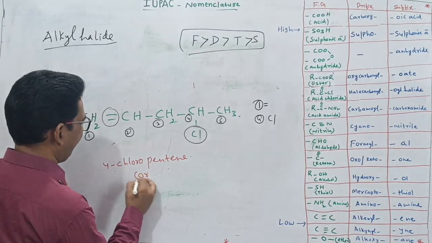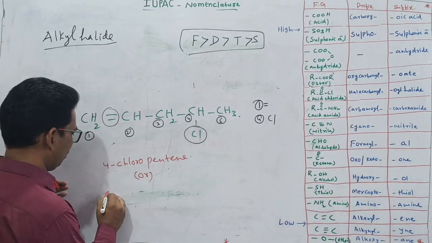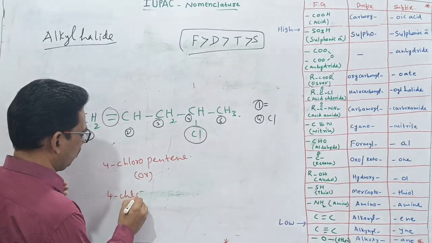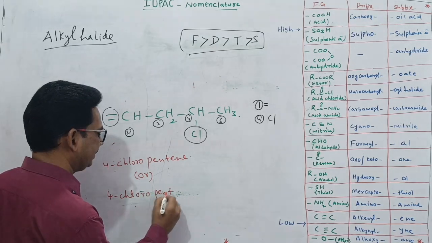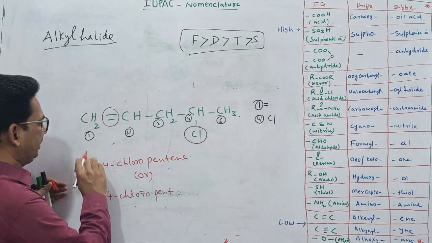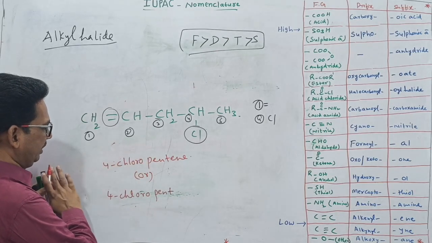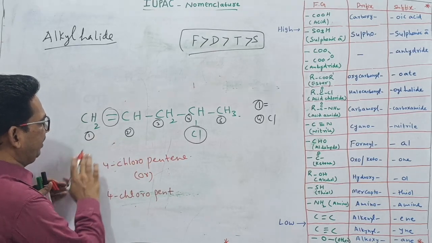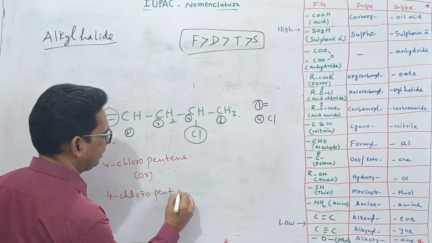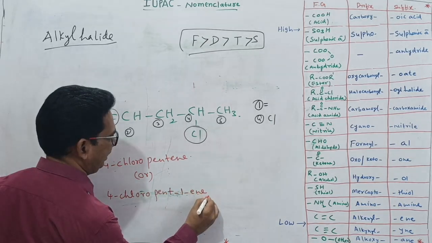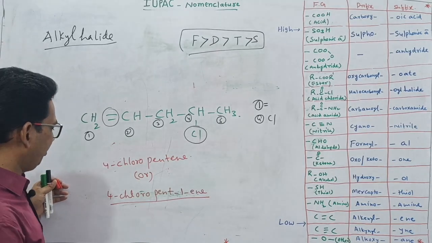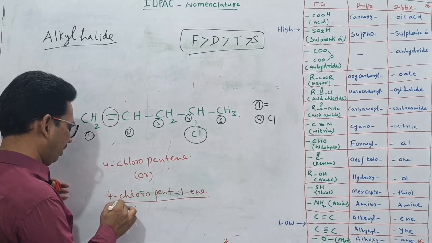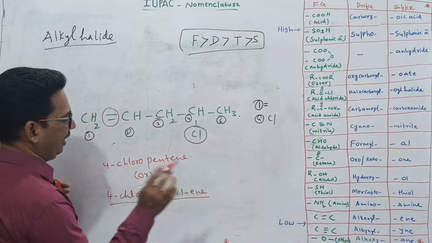Or we can write fourth position chloro is there, 4-chloro pent. Which position double bond is there? First position, pent-1-ene. So it is 4-chloro pent-1-ene. Remember that always in between word and number hyphen should be there.